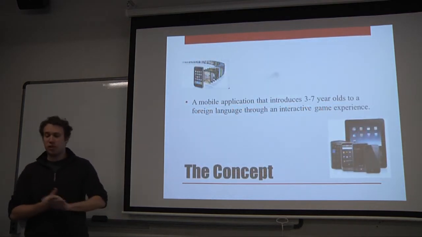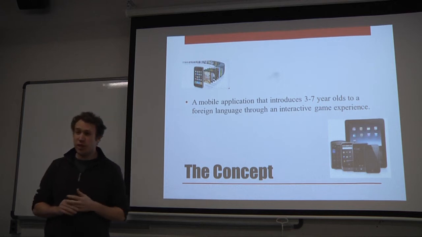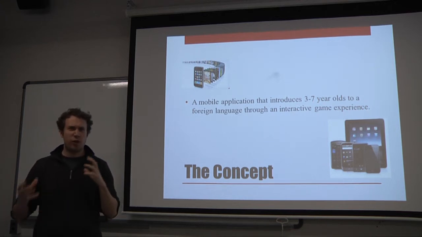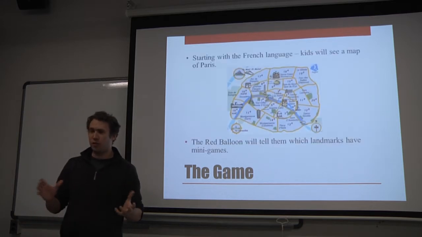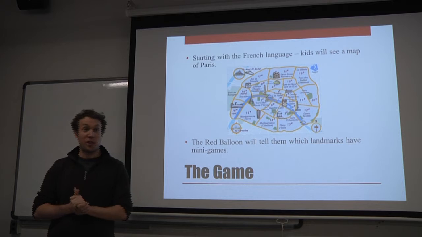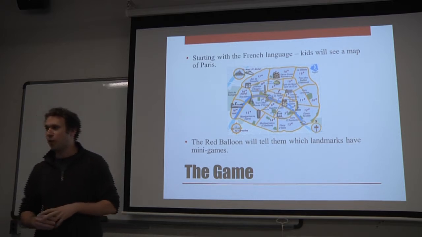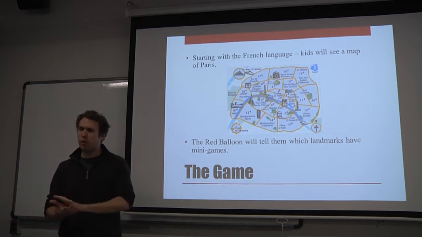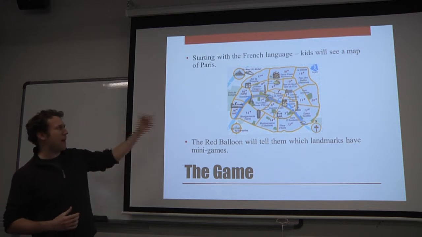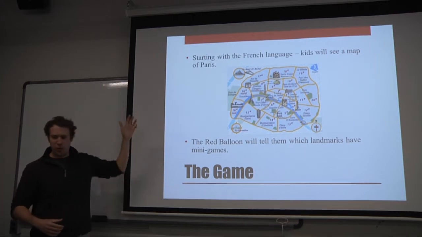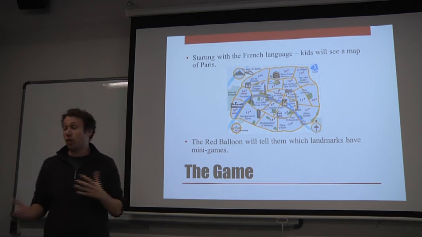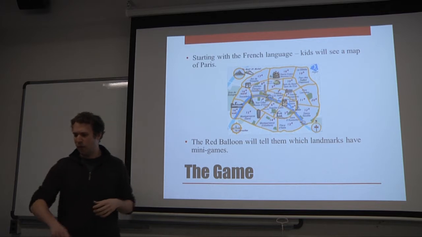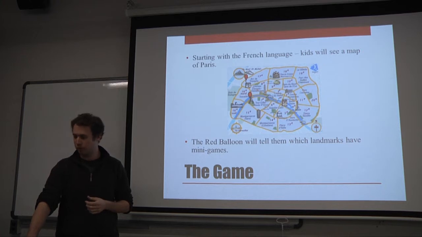So first, the concept. We are developing a mobile application that introduces 3 to 7-year-olds to a foreign language through an interactive game-like atmosphere. Specifically, we're going to start with the French language. It helps that 2 of my team members are actually fluent French speakers. We're going to create something like a map of Paris, and this map would have interactive mini-games that would introduce the foreign language in interactive ways. A little red balloon would tell them which landmarks have the mini-games, like the Eiffel Tower and the Arc de Triomphe.